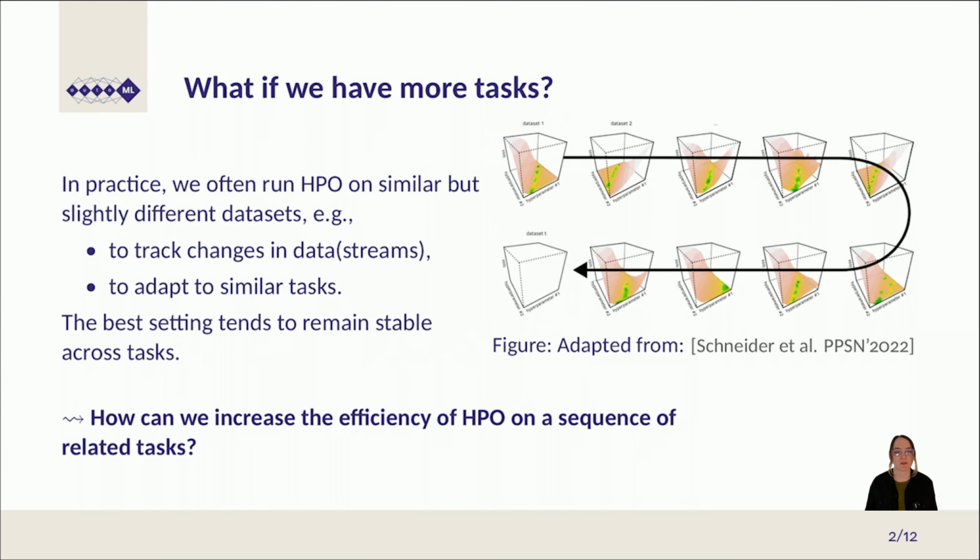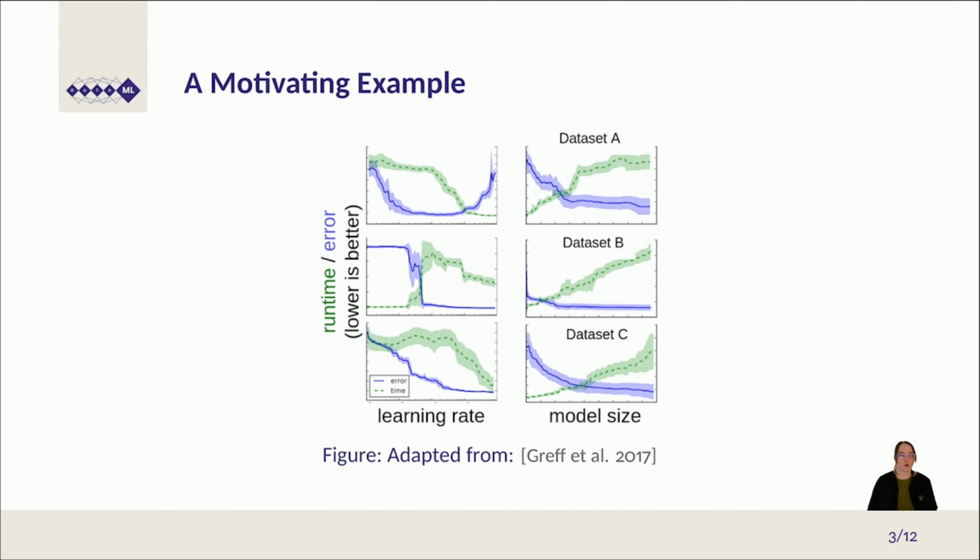This is a very typical setting because we often retrain models to track changes in data streams, or we train models on multiple related and similar tasks. And the idea is that the best setting tends to remain stable across similar tasks. So again, we want to boost the efficiency of hyperparameter optimization via transferring knowledge.